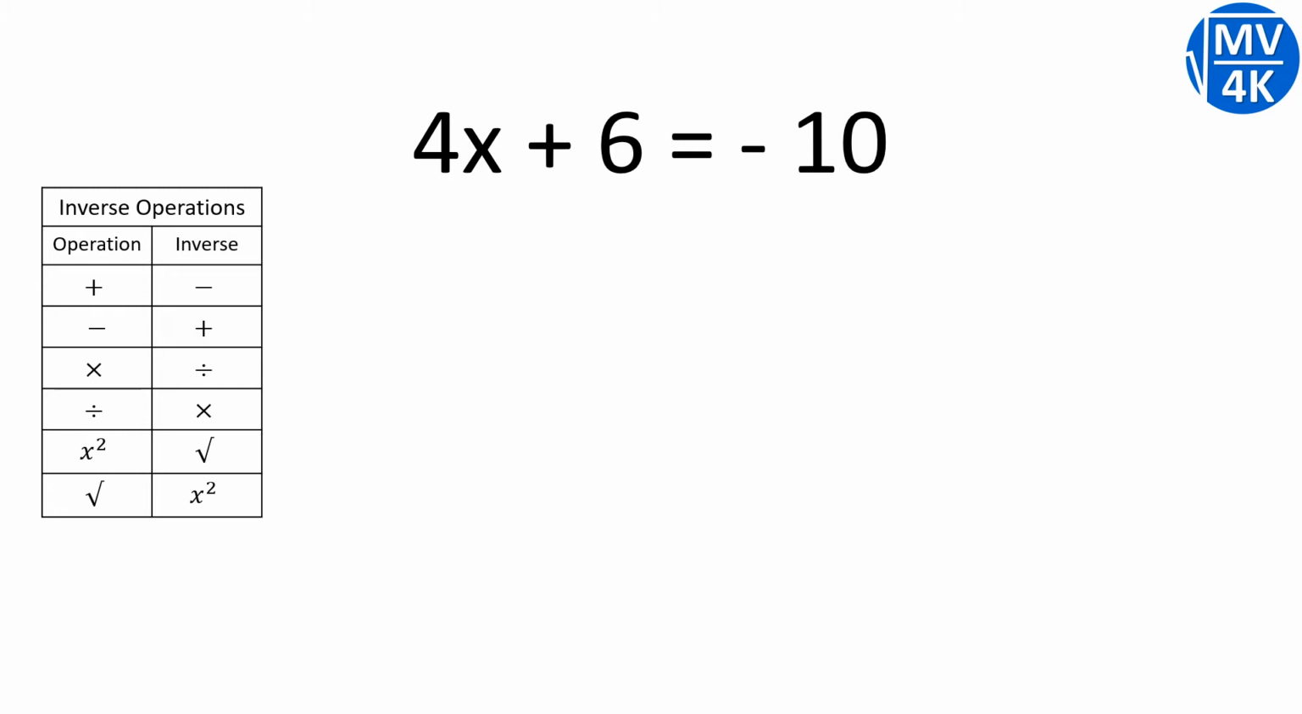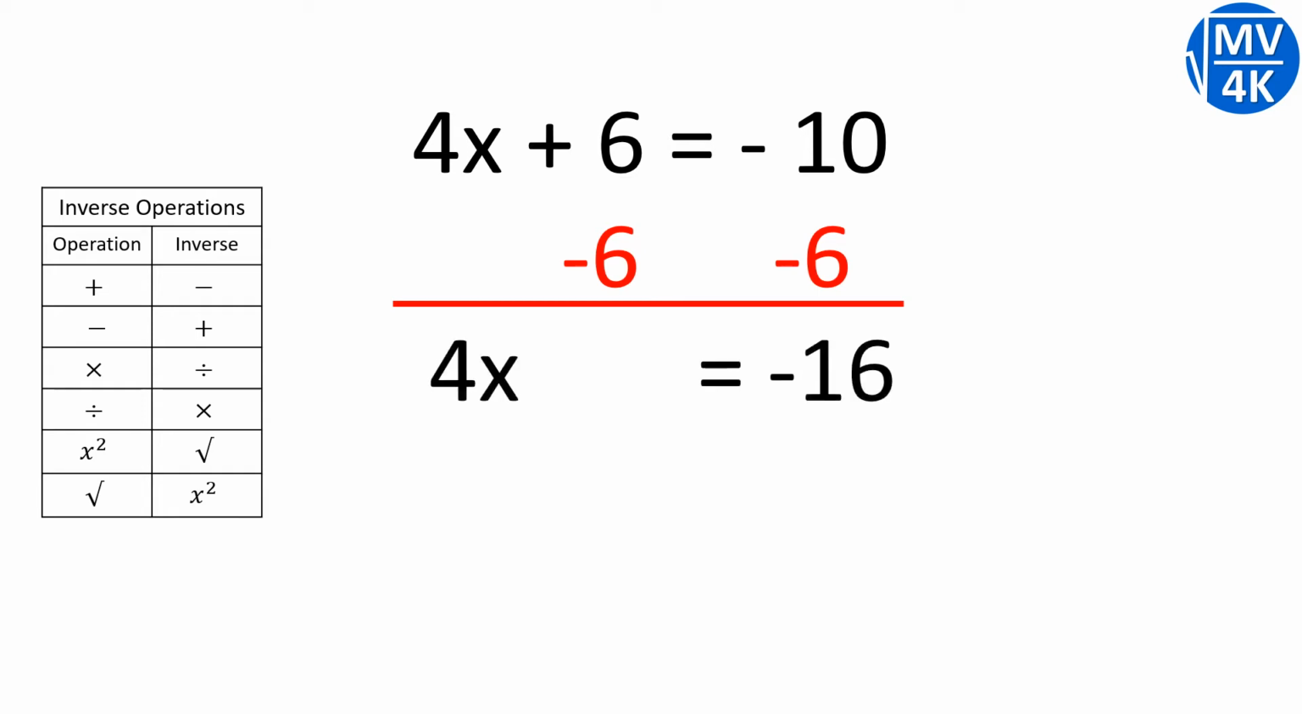So for this equation, the first number we need to eliminate from the x side of the equation is positive 6. So the inverse of plus 6 is minus 6. But because it's an equation, whatever we do on the left side, we must also do on the right side of the equal sign to keep it balanced. So 6 minus 6 is 0, meaning 6 will eliminate. Negative 10 minus 6 is negative 16. So in our next step, we will carry down our 4x, say equals negative 16.